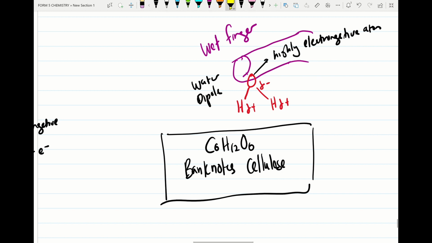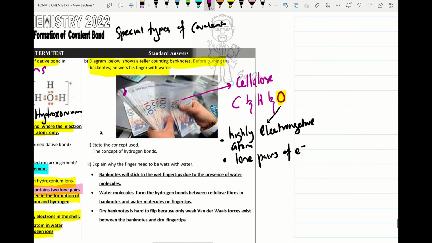And here we have cellulose in the banknote. It also contains an oxygen atom. This is partial negative. So there is an attraction force between the hydrogen atom from the water molecule and the oxygen atom of the cellulose molecule, and this causes the formation of hydrogen bonding.